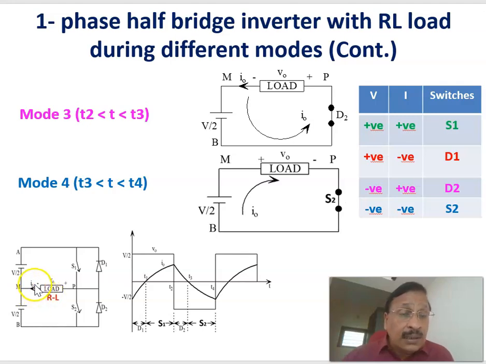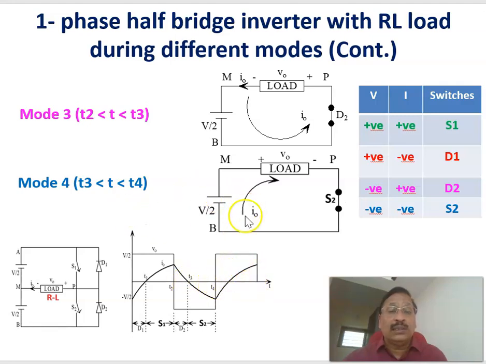The negative means the current will be in this direction. Therefore, current in this direction is possible only when S2 is switched on. When S2 is switched on, the current will be in this direction, because this indicates the direction of the current, and then you will be getting a negative voltage. Therefore, that is from T3 to T4.